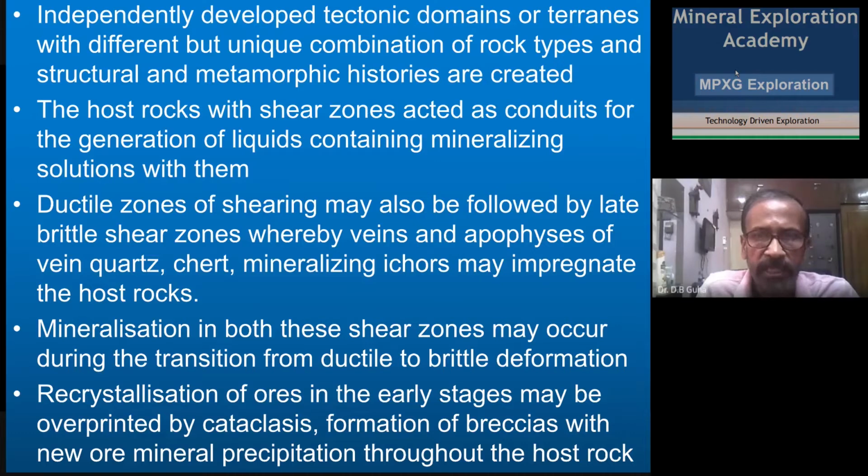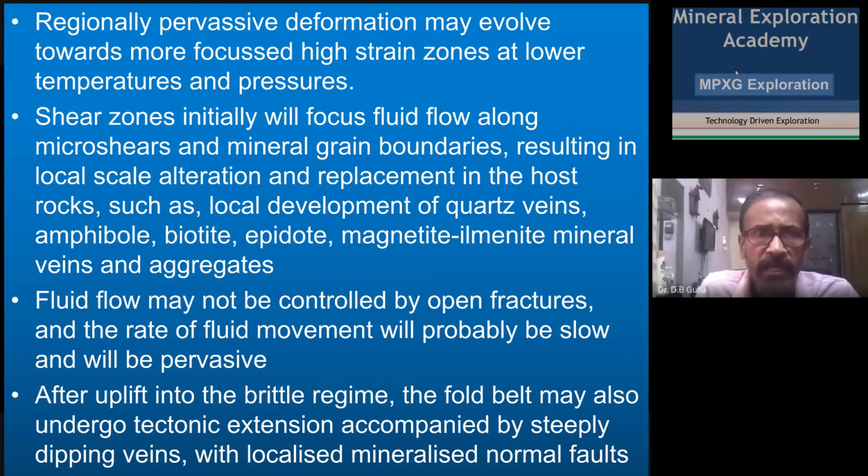Recrystallization of ores in the early stages may be overprinted by cataclysmic formation of breccias with the new ore mineral precipitation throughout the host rock. The pervasive deformation at a regional scale will certainly make certain high strain zones at relatively lower temperature and pressures, and these high strain zones are very important for search of mineral deposits in any fold belt terrain. Shear zones are very important.